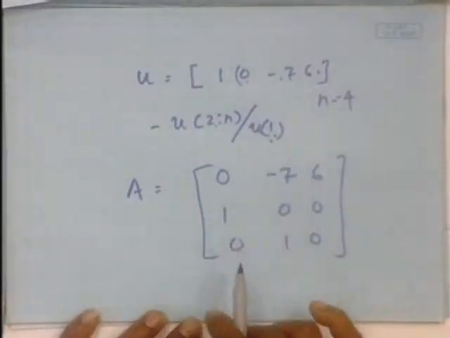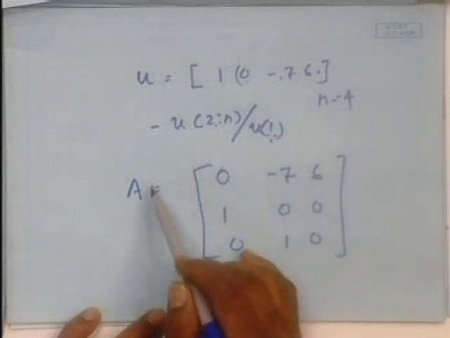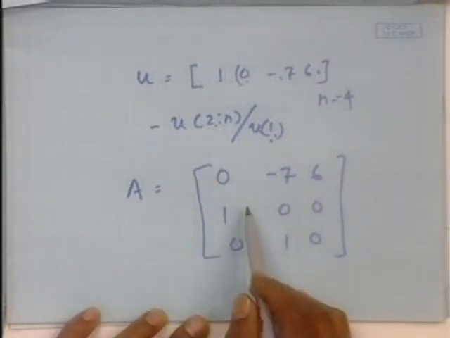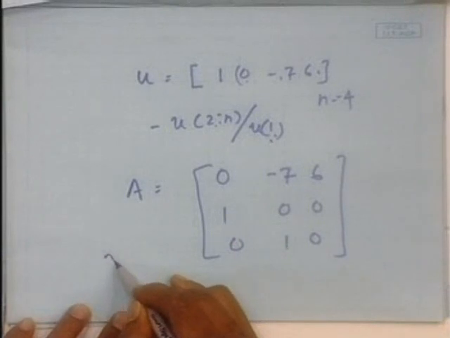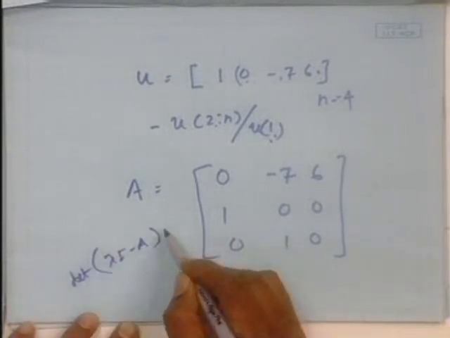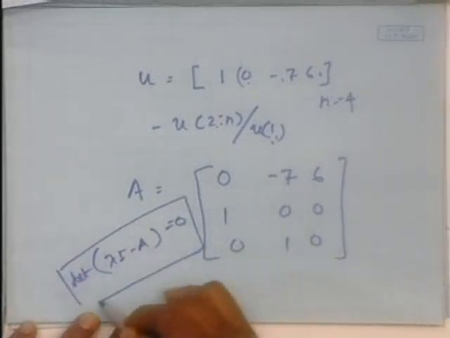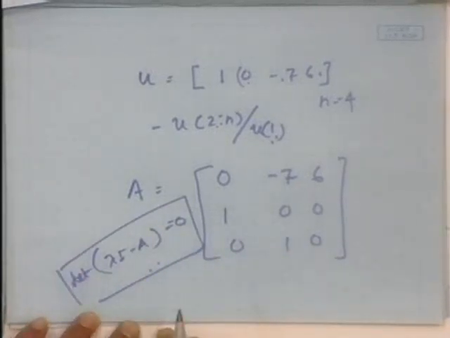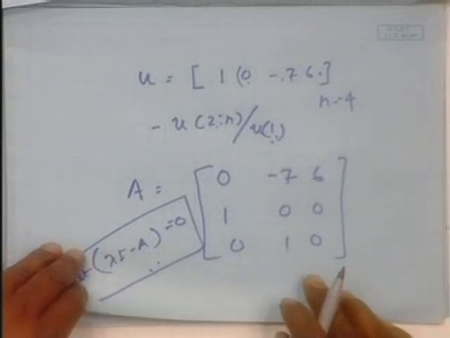Now the point is, what is the characteristic equation of this? That means if you find the eigenvalues of this matrix, that will be determinant of lambda I minus A has to be equal to 0, then find the lambdas for which it is satisfied, is it not? So, let us see in MATLAB whether it is working or not.